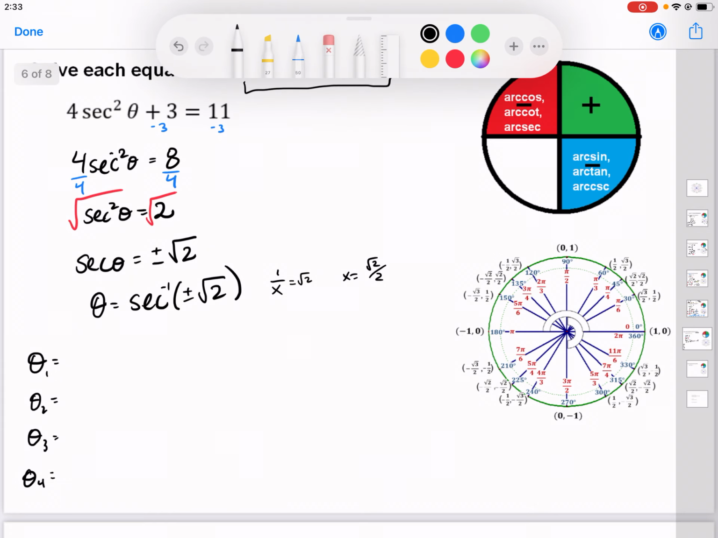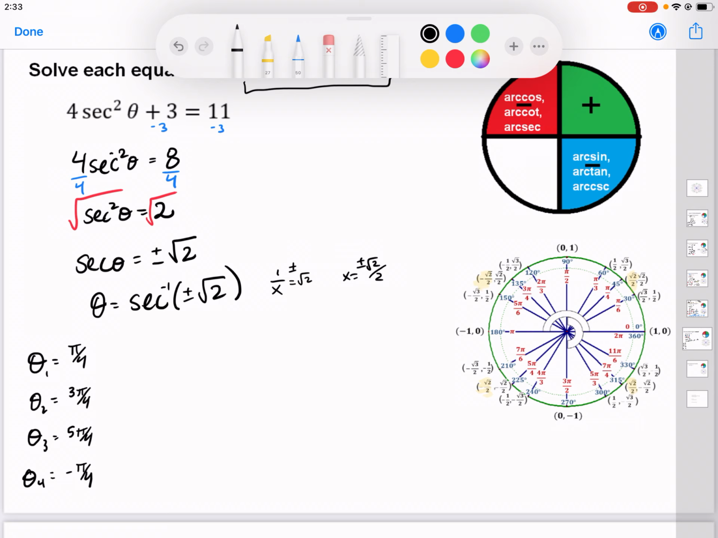Okay, so we're finding it for both positive, and I should have put a plus or minus in front of those. We're going to be looking for all of the x values that have a square root of 2 over 2 in them, whether they are positive or negative. So we've got pi fourths, we've got 3 pi fourths, we've got 5 pi fourths, and we've got negative pi fourths. That's the 7 pi fourths.